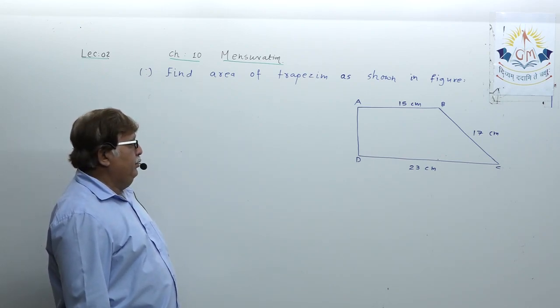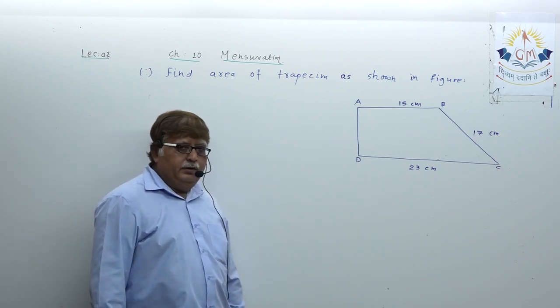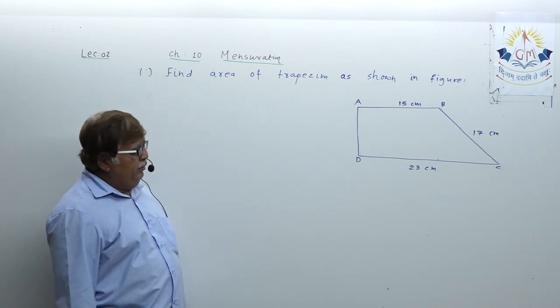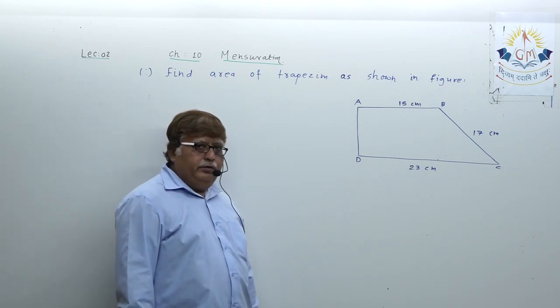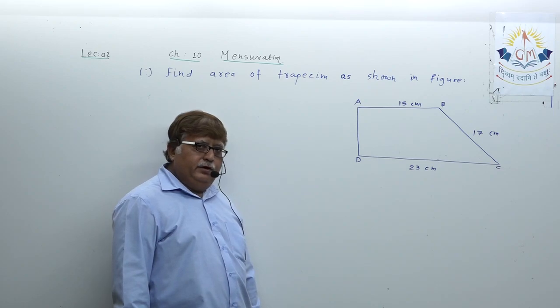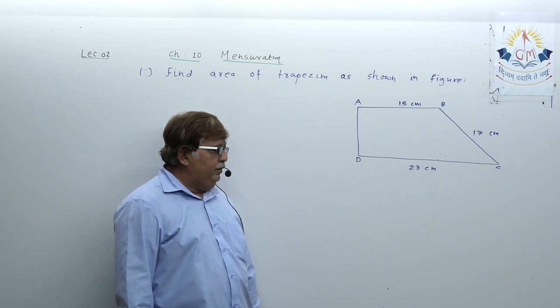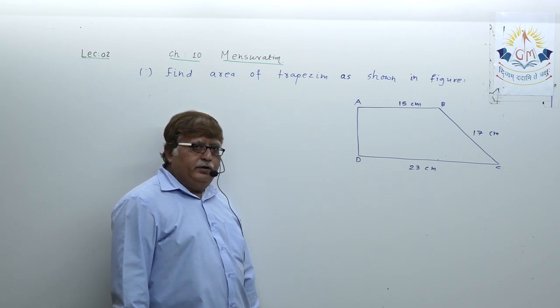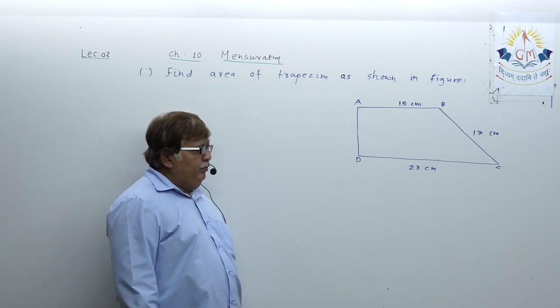Draw altitude. Try to find altitude by Pythagoras Theorem as you have already been explained. Find the altitude and you will be able to find the area of this trapezium ABCD quite easily. But your concentration has to be on finding altitude, which actually represents the distance between these two parallel sides. That's what you need to target.